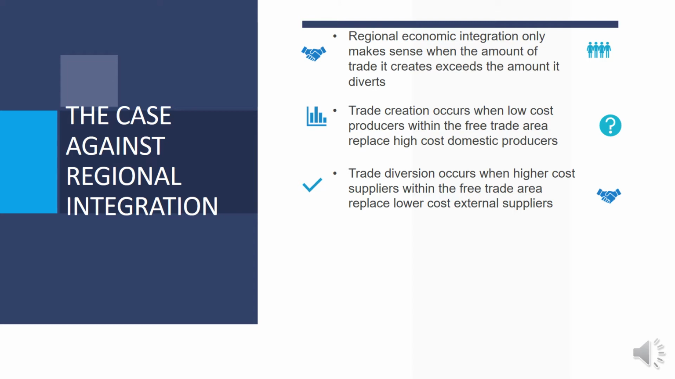Here we are again on the case of regional integration. So what else? Regional economic integration only makes sense when the amount of trade it creates exceeds the amount it diverts. Trade creation occurs when low-cost producers within the free trade area replace high-cost domestic producers. Trade diversion occurs when high-cost suppliers within the free trade area replace lower-cost external suppliers.